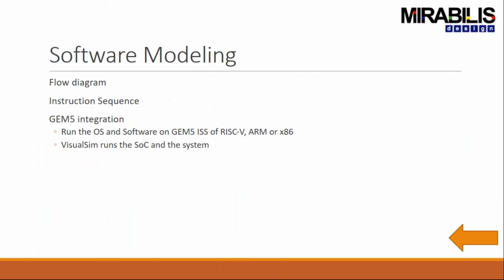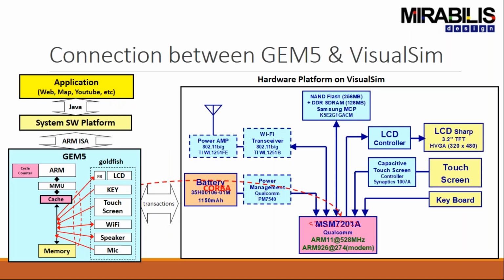Moving on to the end, we can see software modeling. The flow diagram has already been explained, how the flow works from traffic to expression to the queue. The instruction sequences specify the sequence of instructions that tasks should follow. We have also integrated Gem5 into the tool. We can run the operating system and software on Gem5 or a piece of board on Gem5, and the rest of it on VisualSim, so that we cover the end-to-end system fully. Here is the integration between Gem5 and VisualSim.